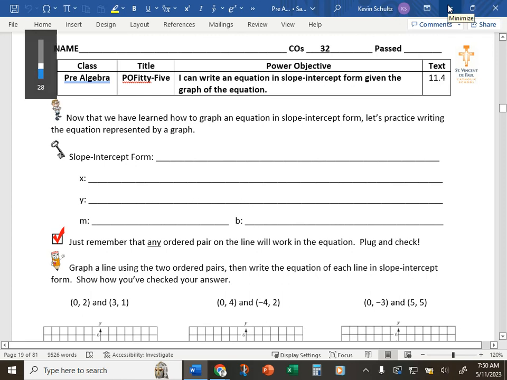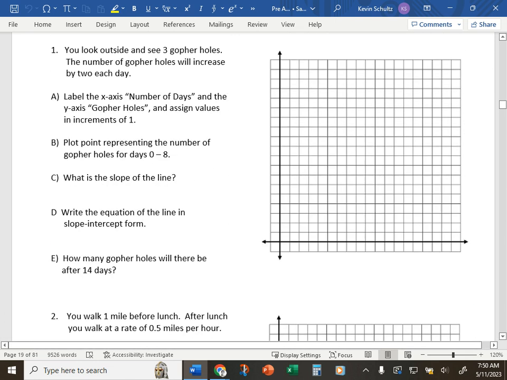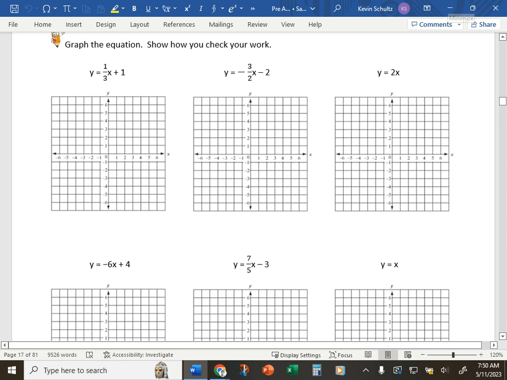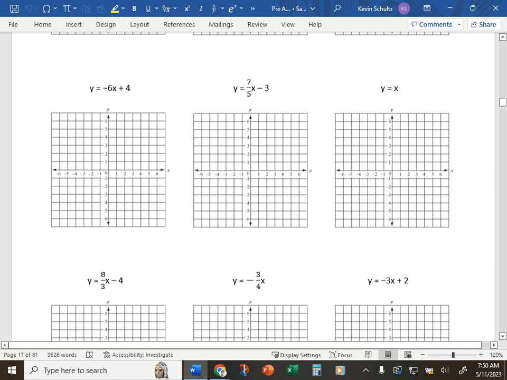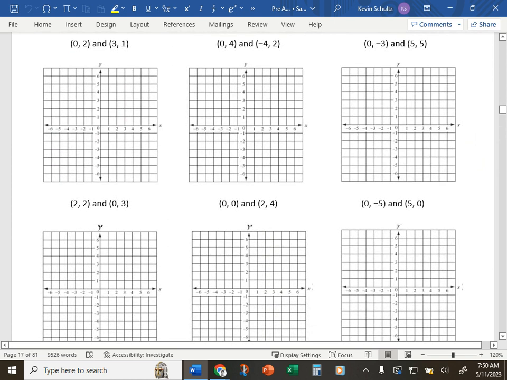Today, pre-algebra, we are going over a fan favorite, PO55. Still talking about slope-intercept form, still talking about graphs. In PO54, you graphed an equation that I gave you. In PO55, you are going to write the equation of a graph. So it's exactly kind of the opposite of what we did in PO54.